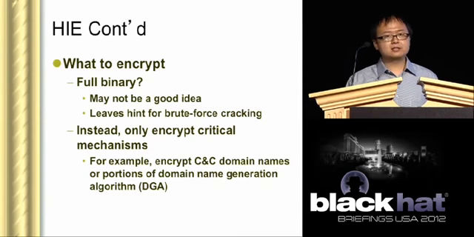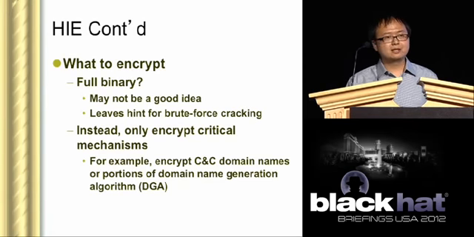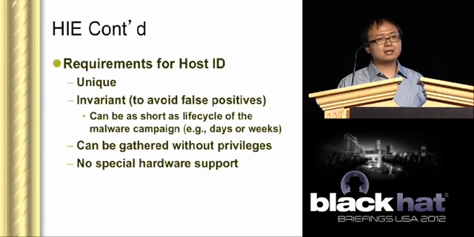Another thing to think about is what can be used as a host identifier. Because there are some differences between malware DRM and legitimate DRM, malware DRM has its own requirements. The first requirement is unique. The ID has to be unique, which is easy to understand. The second requirement is invariant. If the information we use is unstable, then these mechanisms can kill the malware itself. However, unlike a legitimate DRM system, this information needs only to be stable for as long as the malware campaign is. That means it could be just days or weeks.